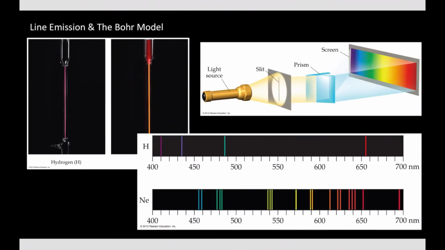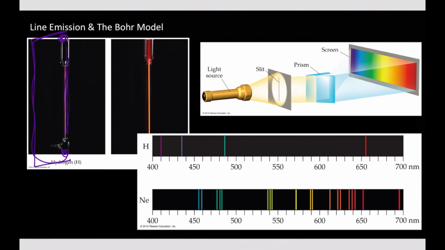Okay. So then that brings us to the line emission experiments and the Bohr model. We talked about this last year, but just to refresh, we have hydrogen gas contained in a tube here. So this is hydrogen gas in an evacuated tube. We run an electrical current, so this part and this part are both plugged into electricity. We run a current through there. That provides energy such that the electrons in the gas are excited and it emits a pink glow.